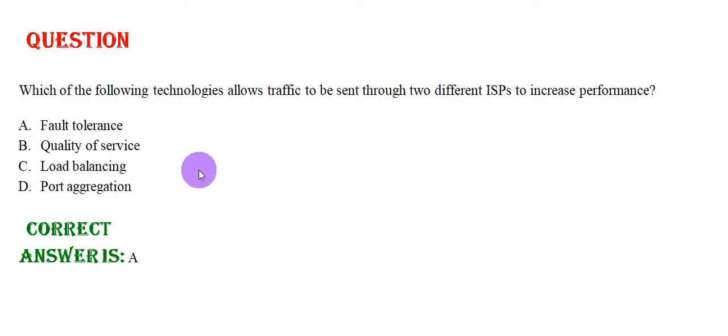Which of the following technologies allows traffic to be sent through two different ISPs to increase performance? Option A, fault tolerance. Option B, quality of service. Option C, load balancing. And option D, port aggregation. The correct answer is option A.